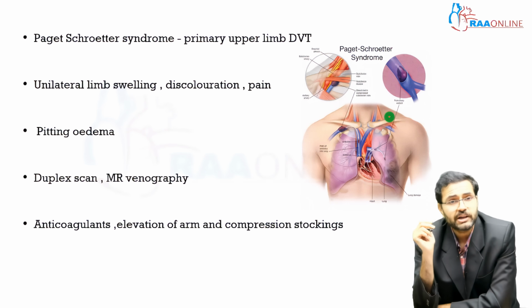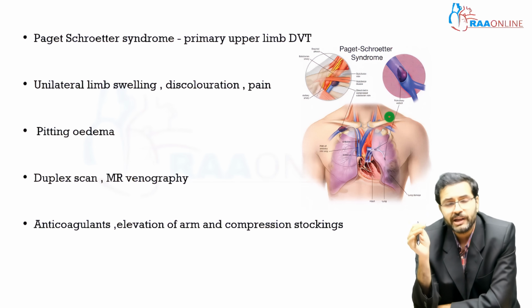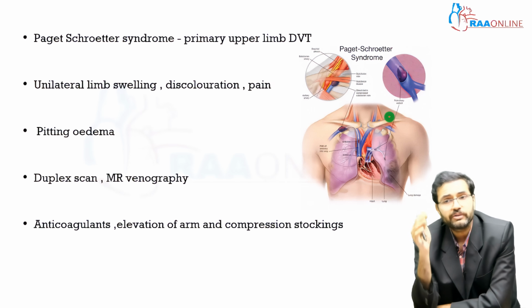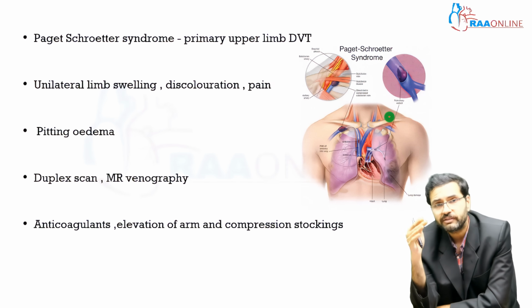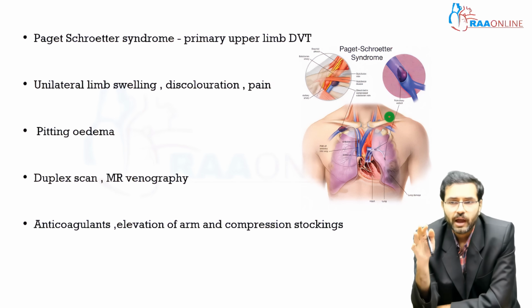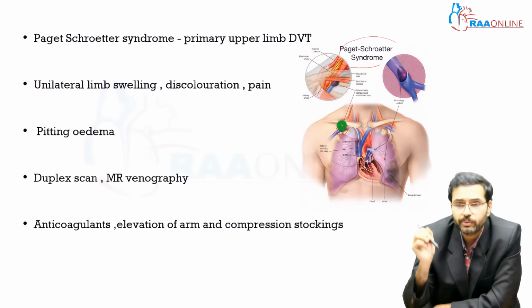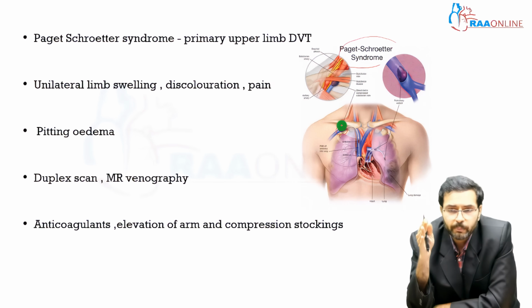So there is an entity called Paget-Schroeter syndrome. Paget-Schroeter syndrome is basically a primary upper limb DVT. It is caused because of compression of the subclavian vein, resulting in a subclavian vein thrombosis. And as you can see here, this is an image depicting the presence of a subclavian vein thrombosis because of compression.